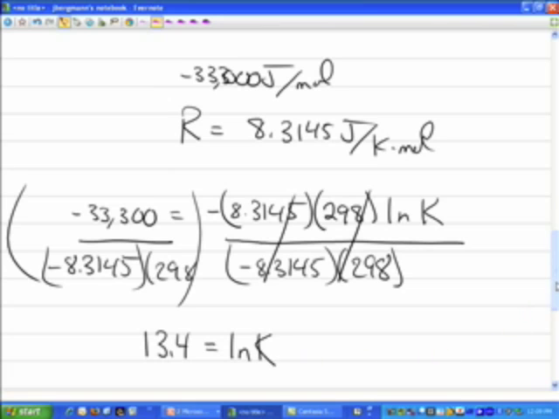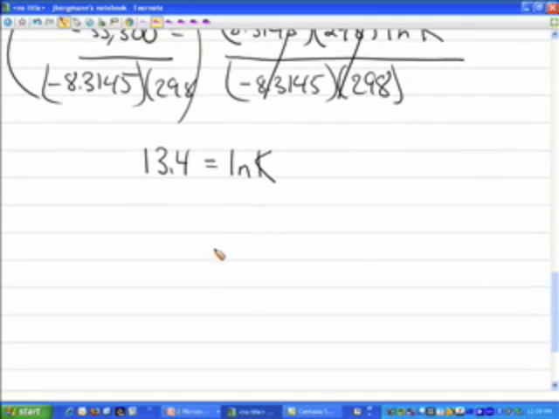Now, how do you find K in this particular equation? You take the inverse of natural log, which on most calculators is the second button, then the ln button, the little e function. So e to the log of something is the something. In this case, e to the log of K is K. So I'm going to take e to the 13.4 power, and you get 686,780.